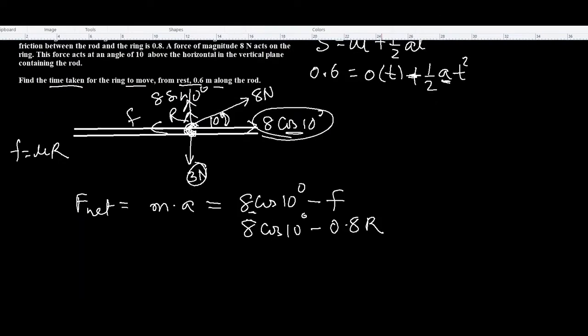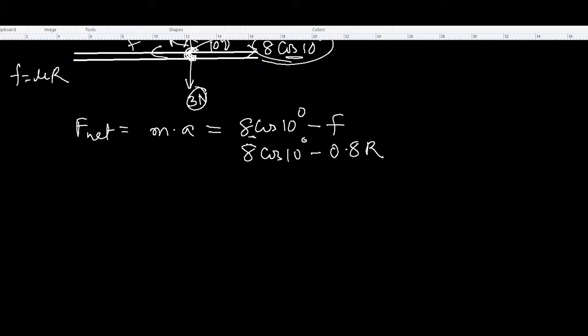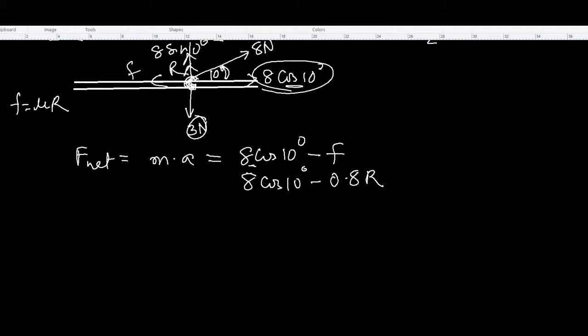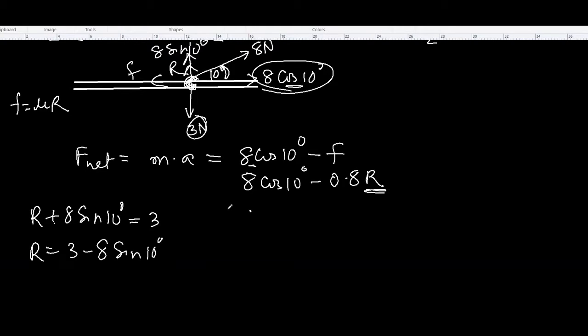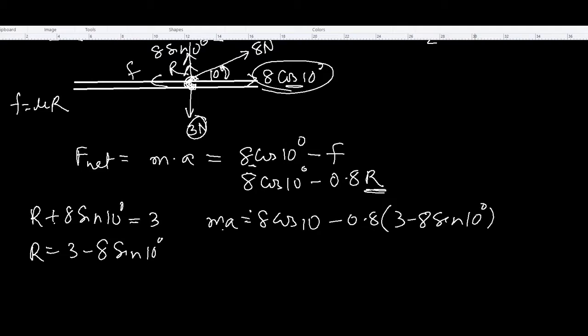So there is another problem where we have to find R now, and R will be found by the vertical forces. We know the vertical forces are R and 8 sine 10 upwards and 3 newtons downwards. And since this ring is not going up or down, they are equal. That's why I have equated them. So R becomes 3 minus 8 sine 10 degrees, and this is what I will use in place of this R now. So our MA becomes 8 cos 10 minus 0.8 times (3 minus 8 sine 10 degrees).